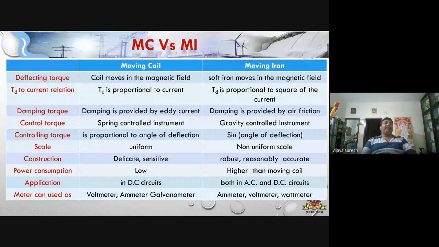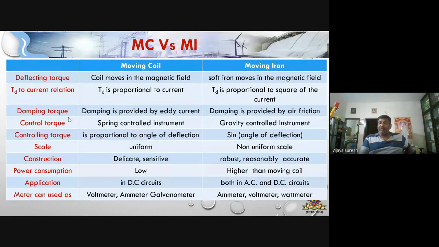Now we can have the comparison between MC and MI, moving coil and moving iron. In various issues we can compare: the deflection torque, how it relates to the current value, damping torque, controlling torque, scale, construction point of view, power consumption point of view, the application point of view, and usage. So these are all the various factors where we are going to compare the moving coil instruments as well as moving iron instruments.